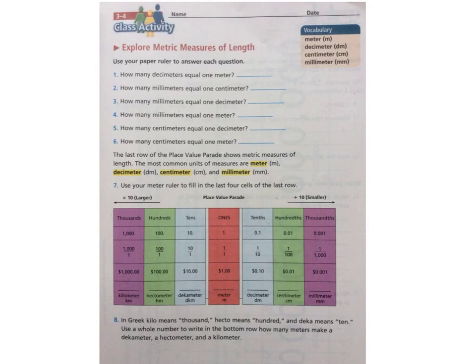On this page today, the directions tell you to use your paper ruler to answer each question. And your paper ruler is found on the previous page, page 90. This is page 91, and then you'll also be looking at 92. This is going back to decimeters, meters, centimeters, millimeters, and so on.